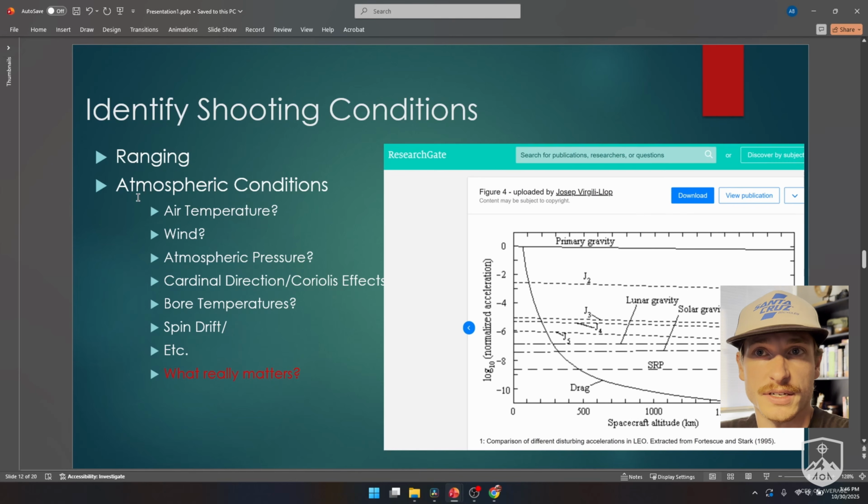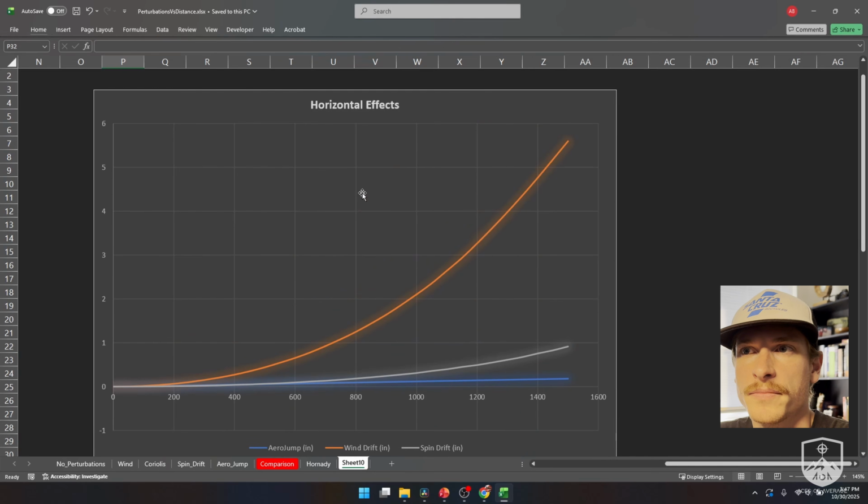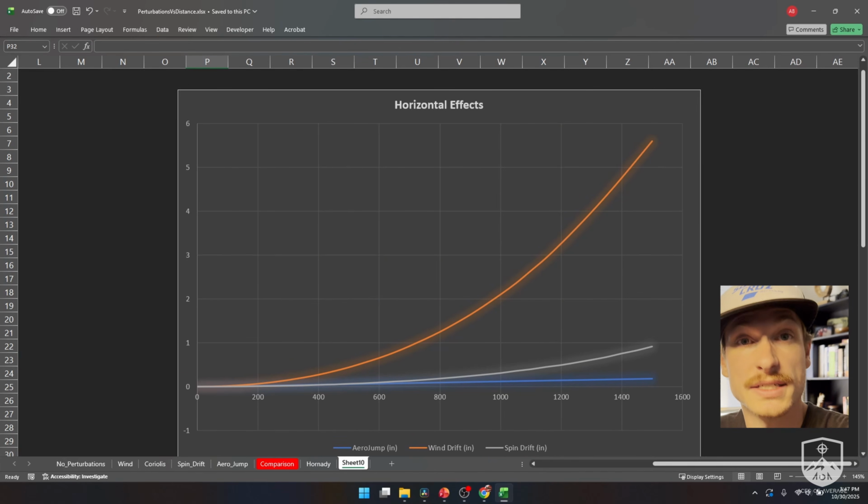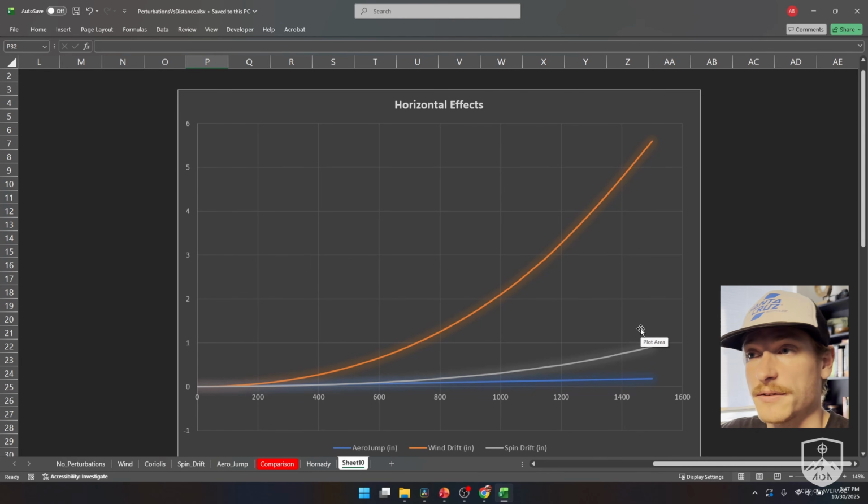Next, here are your atmospheric conditions. And there's a lot here. There can be air temperature, humidity, wind, atmospheric pressure, cardinal direction from Coriolis effect, bore temperatures, spin drift, and more. So what really matters? I made this spreadsheet using data from a ballistic calculator that I actually ended up making for this project, and also data from the Hornady ballistic calculator app on my phone.